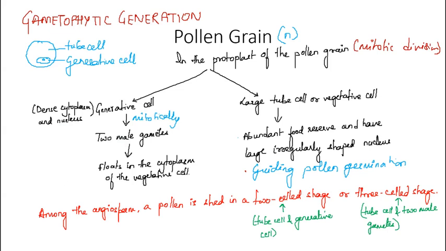Now in the last line, what is written is that among the angiosperms, a pollen is shed in either a two-celled stage or a three-celled stage. What is the two-celled stage? The large tube cell and the generative cell. The three-celled stage means the generative cell has undergone division and formed two male gametes, so two male gametes and one tube cell make three. So it is either a two-cell stage or a three-cell stage.